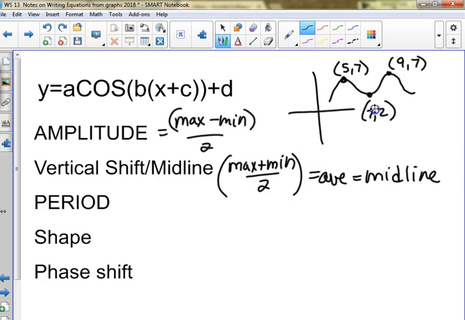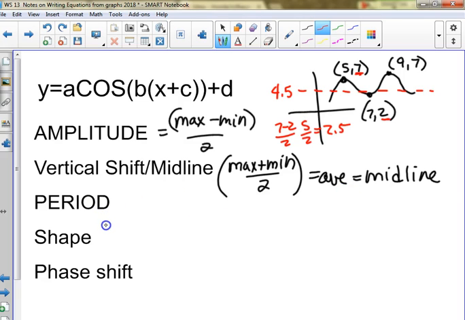Y values. Okay? So where is the midline on this particular one? 7 and 2, add, divide by 2, and we get 4.5. Oh, that didn't draw that straight, but anyway. Okay, 4.5. So how far above it and below it do we go? 2.5. 4.5 plus 2.5 would be 7. 4.5 minus 2.5 would be 2. Okay? Or you could have done 7 minus 2 divided by 2. 5 divided by 2 is 2.5, our amplitude.